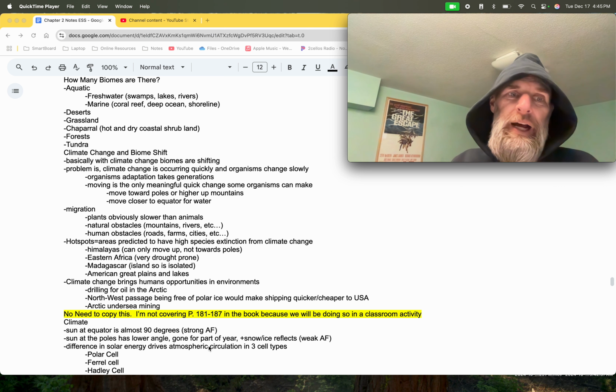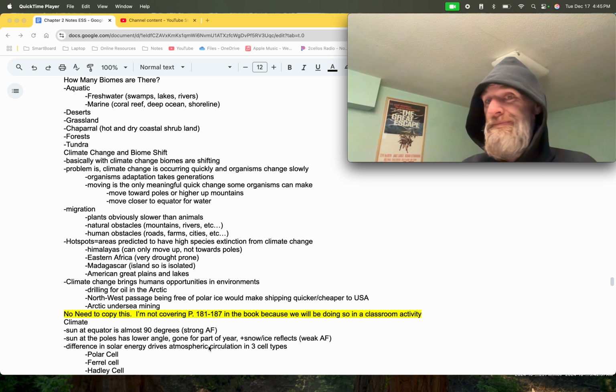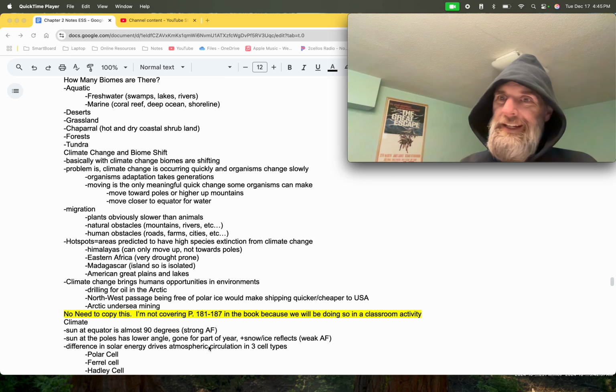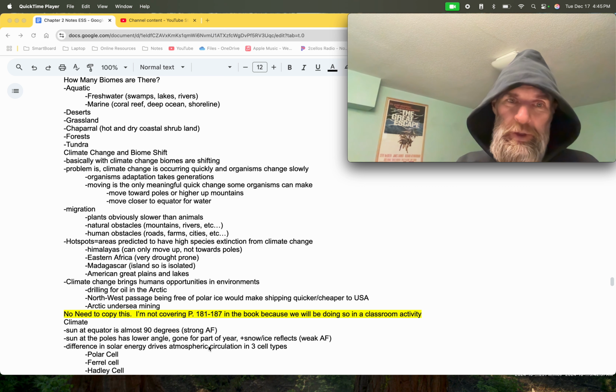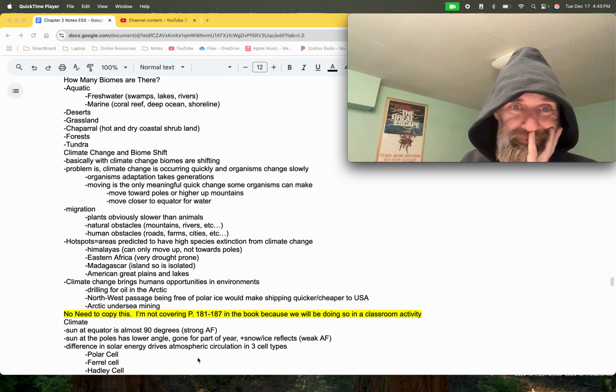So hotspots are areas predicted to have higher species extinction from climate change. So Himalayas, that can only move up, not towards the poles. There's no way you're making it from the Himalayas up to like Siberia. There's just too much land in between. So you gotta just move up a mountain, and you can only move so far up.